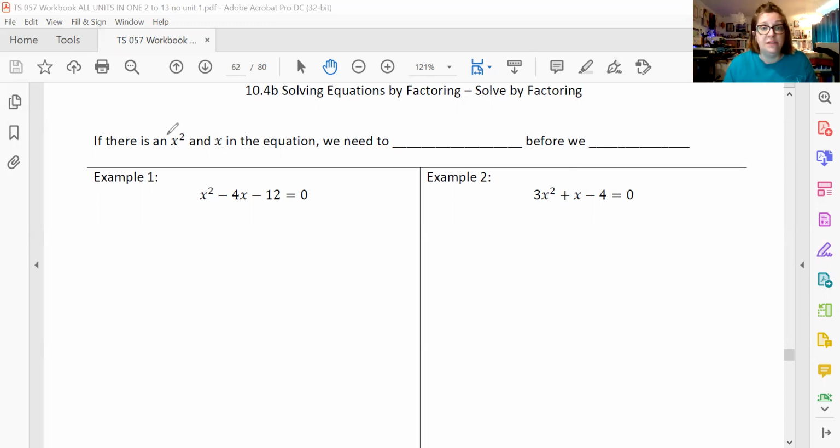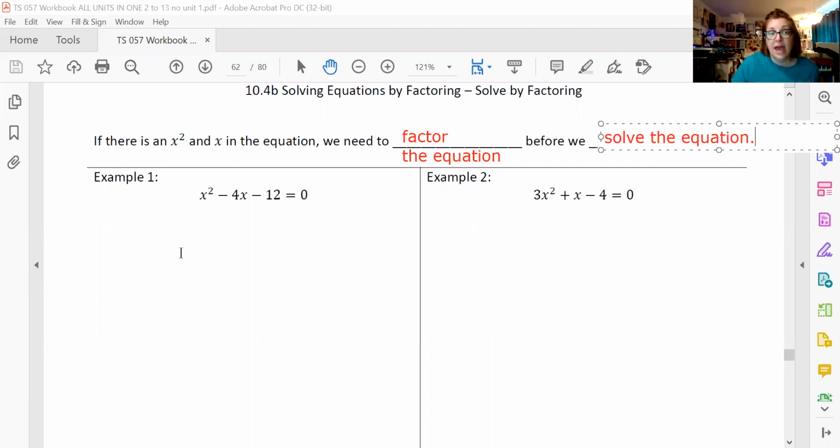So if there is an x squared and an x in the equation, first we need to factor the equation before we solve the equation. And we do that like we've been doing this whole time.